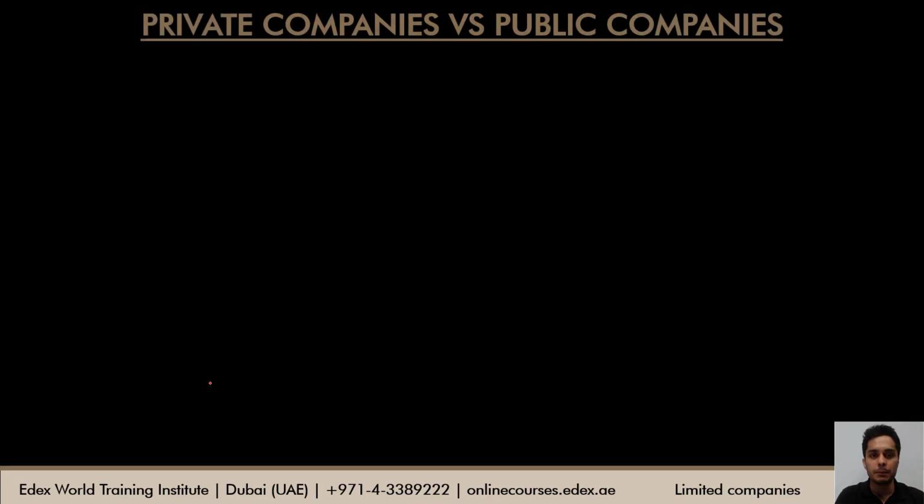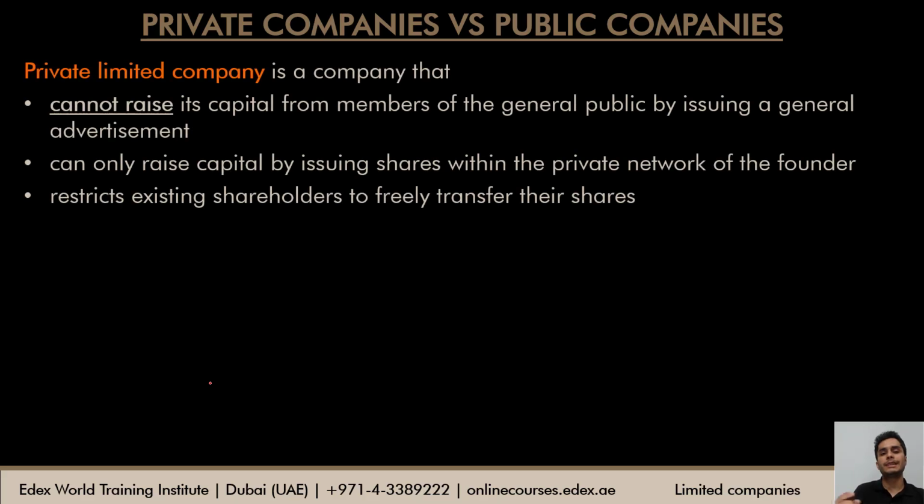Now, limited companies can be of two types: private limited companies, or public companies, also known as public limited companies. Let us understand the difference between the two. Private limited is a company that can raise capital by selling shares not to the members of general public. It cannot advertise to the general public that it is interested in raising capital and selling shares, but it can only issue shares to people in its private network, or the founder may be having a private network of family and friends. Shares can be only issued to such people.